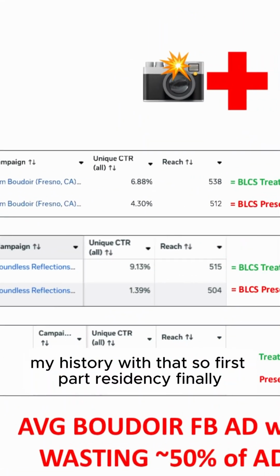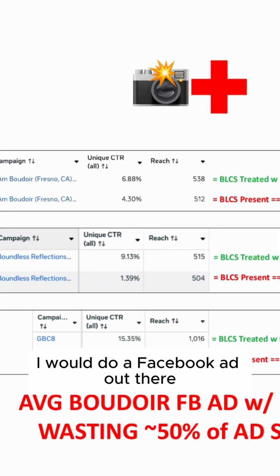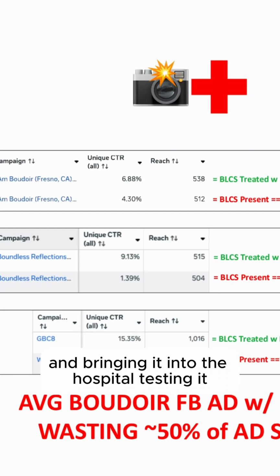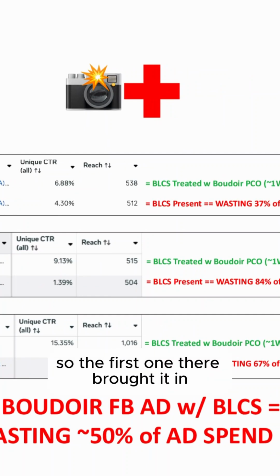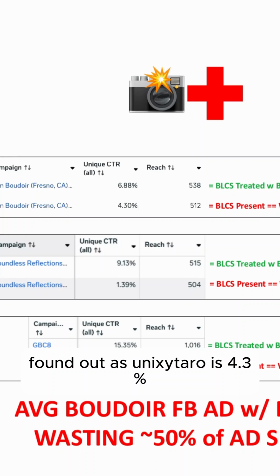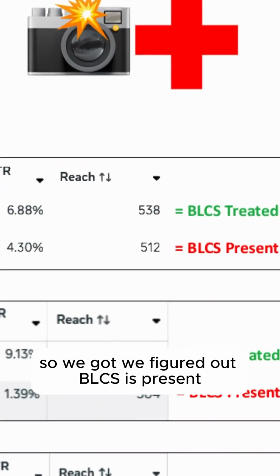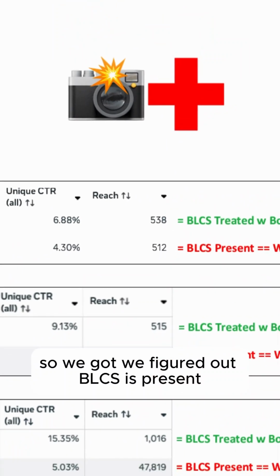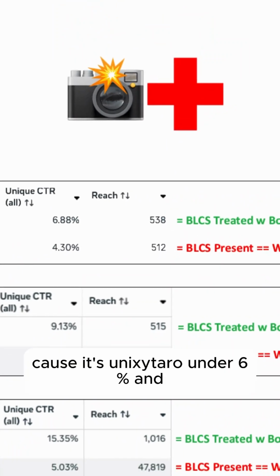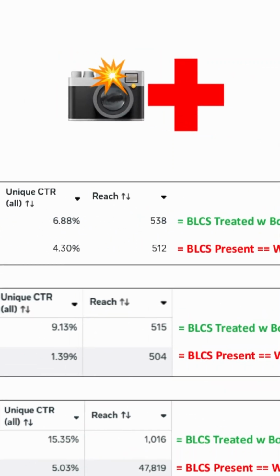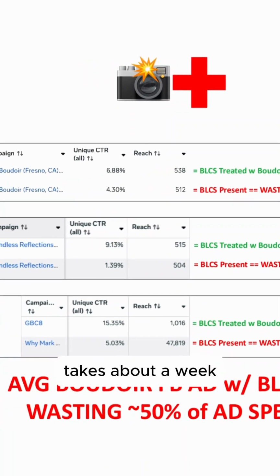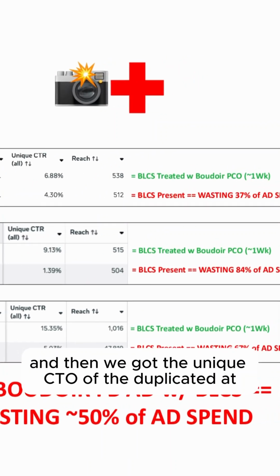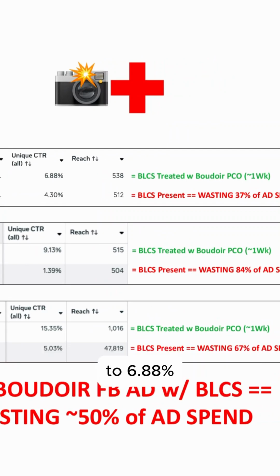my history with that. So first part of my residency, finding a Boudoir Facebook ad out there and bringing it into the hospital, testing it. So first one there, brought it in, found out its unique CTR is 4.3%. So we figured out BLCS is present because its unique CTR is under 6%. And so what I did was I duplicated it, treated it with Boudoir PCO, takes about a week, and then we got the unique CTR of the duplicated ad to 6.88%.